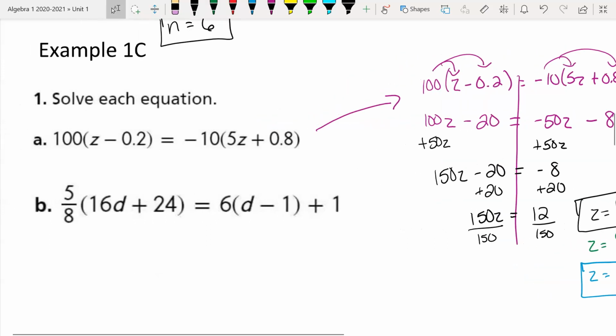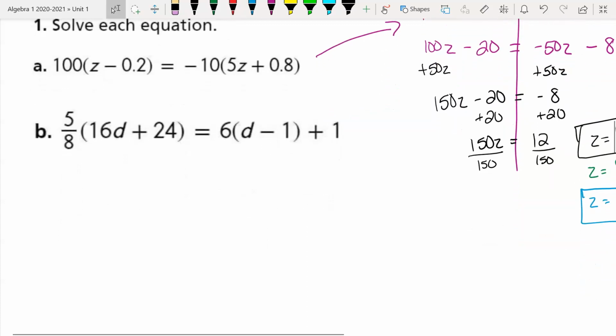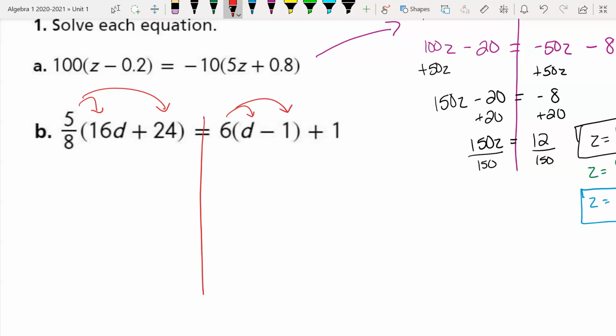All right. So that was A. Now let's work through B. Remember, general rule, we like to get rid of our parentheses, so we need to multiply, aka distribute. Draw my line. This is 10d plus 15 equals 6d minus 6 plus 1.